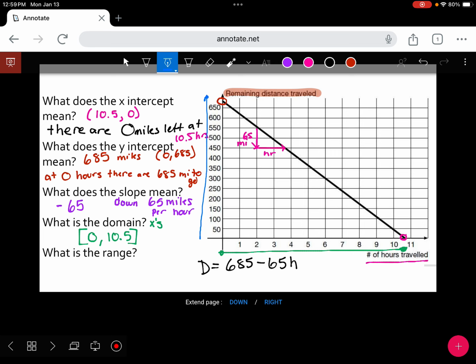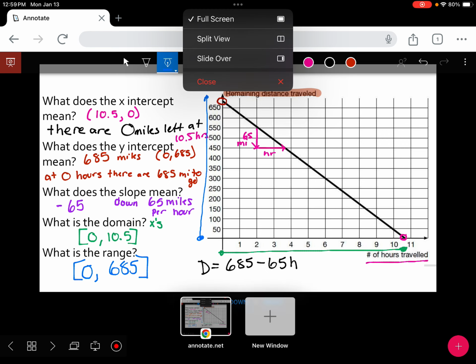So this is our tippy top. This is our very bottom. So this goes from 0 to 685. And this particular function does not have, a lot of times you write these as negative infinity, positive infinity, those kind of guys. But since this is a real world situation, I'm not going to have negative infinity hours or negative infinity miles either.